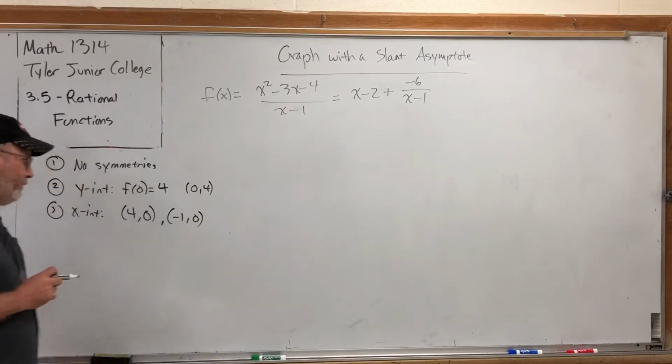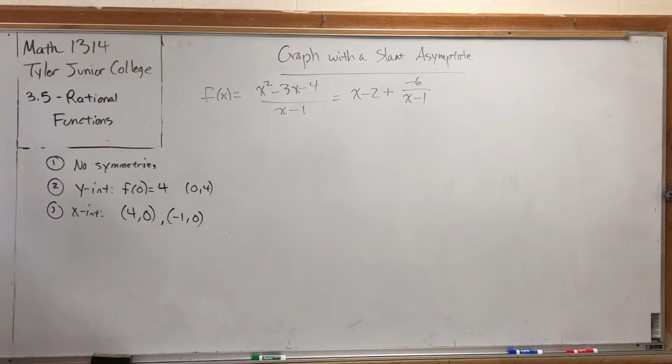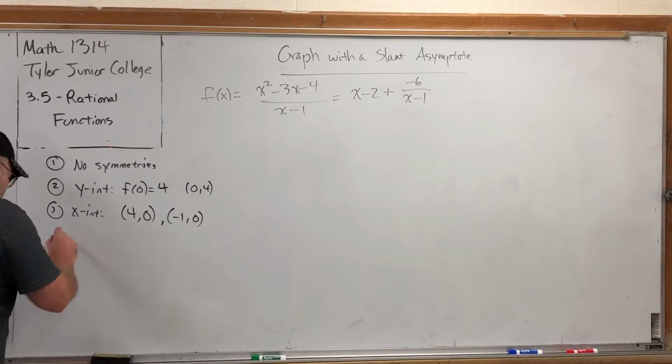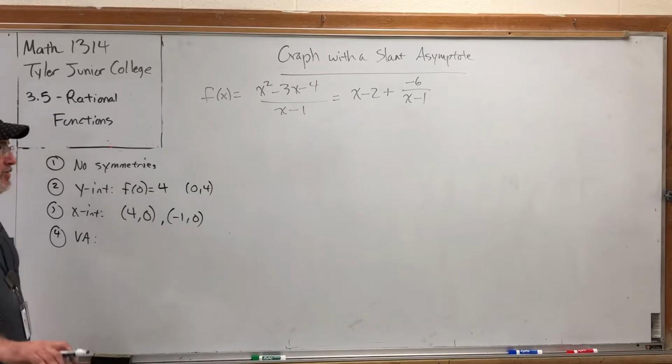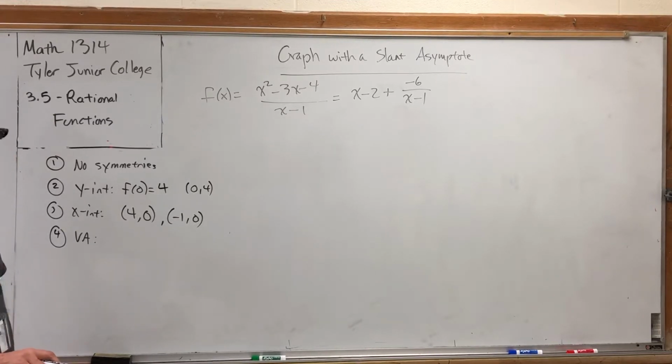Our x-intercepts are (4, 0) and (negative 1, 0). For the vertical asymptotes, we would start by looking at the denominator. You know what? I forgot to see if this will factor and cancel. It won't.